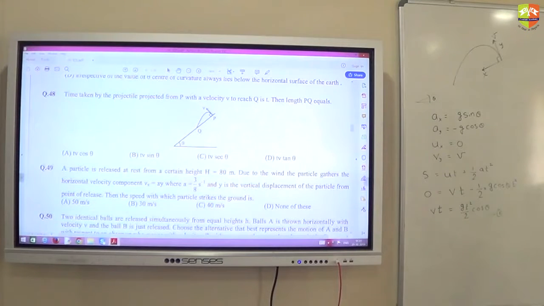Alright? And distance PQ is asked. So I will be using s equals ut plus half at square in the x direction. So PQ, let's say range R, is equal to u x, which is 0, plus half g sin theta into t square. So you can see that you are getting g t square by 2 into sin theta, and g t square by 2 is v t by cos theta. Look at this equation. I will substitute that here: v t by cos theta, into sin theta. So I am getting v t tan theta. So answer is D.